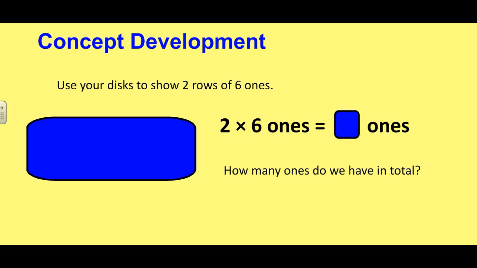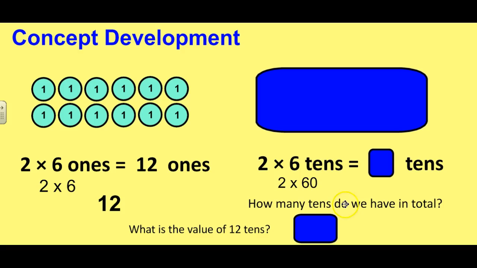Okay, now we're going to work with 2 times 6 tens. I'm not going to have you draw your array with the ones because I think that you're good with that. So now I want you to draw your array with 2 times 6 tens. Make sure you're labeling your circle with tens. And then on your board, also write how many tens do you have total. Push pause whenever you're doing this.